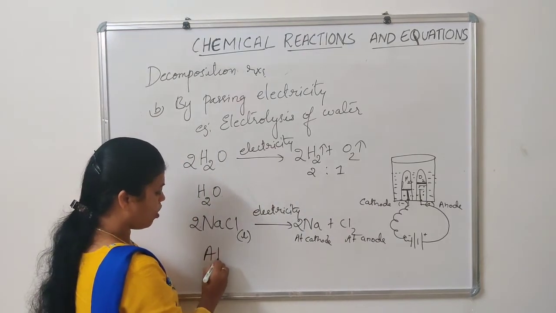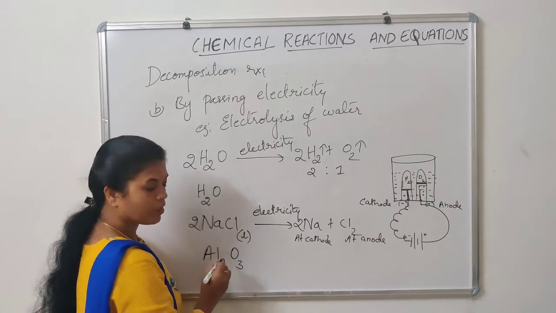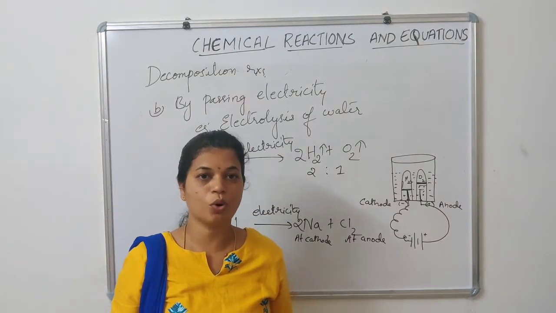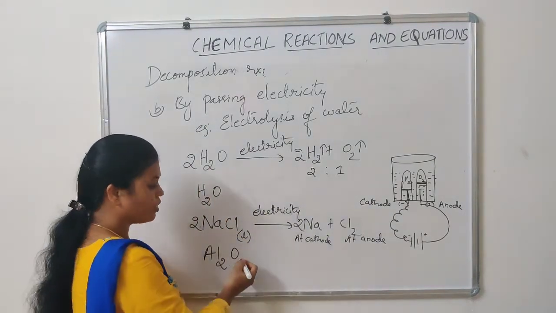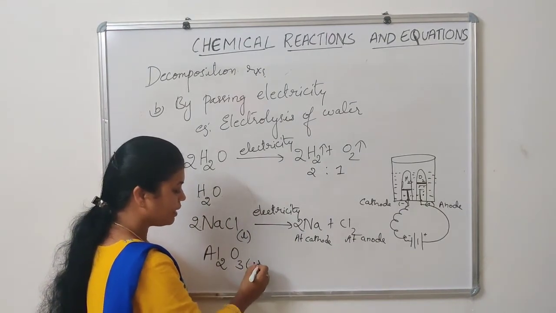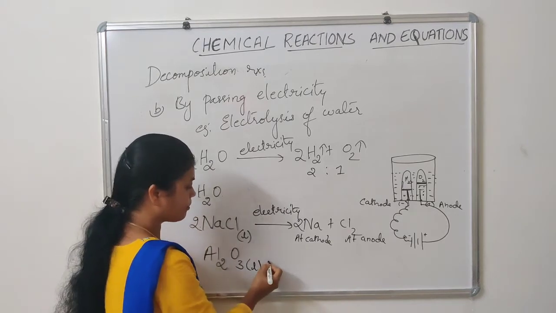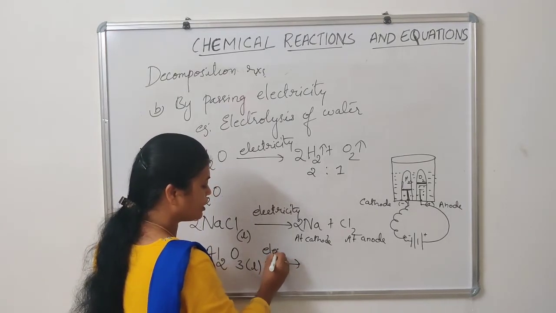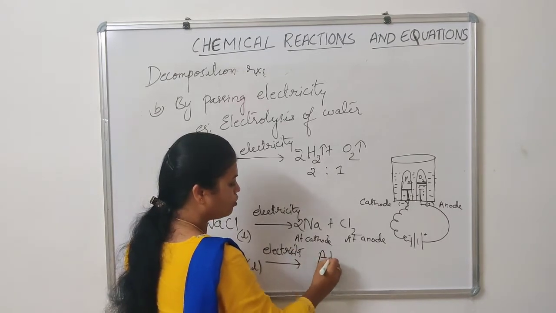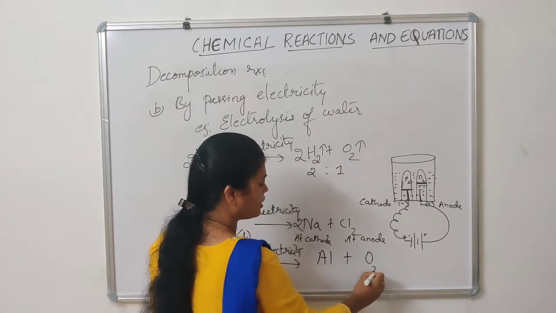Similarly, aluminium oxide, Al2O3. Aluminium is abundantly available in the earth's crust in the form of bauxite ore, aluminium oxide. Even this has to be heated at a very high temperature to make it liquid or molten. And then when you pass electricity through it, it decomposes to aluminium and oxygen gas.